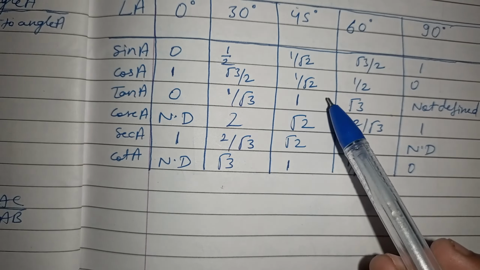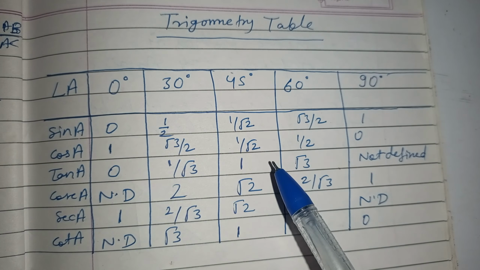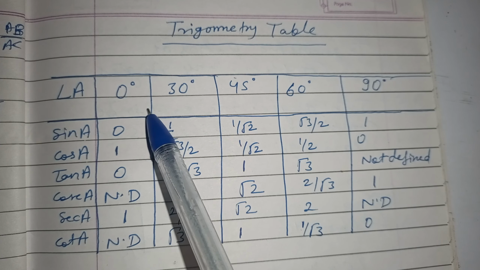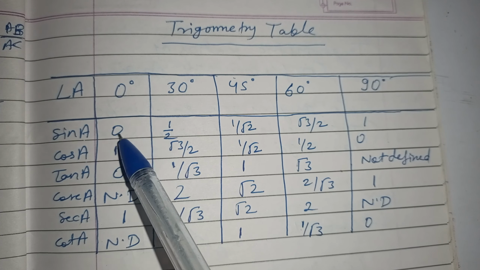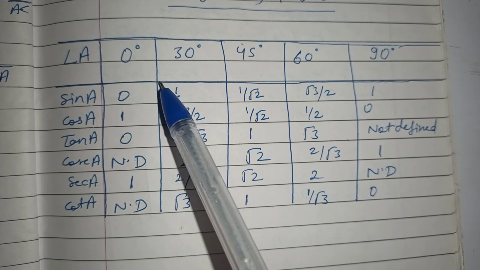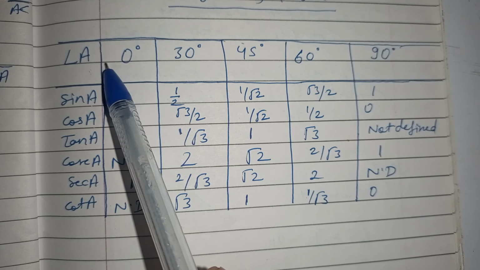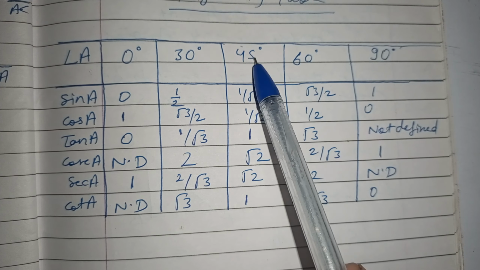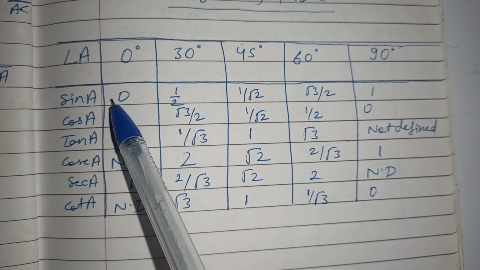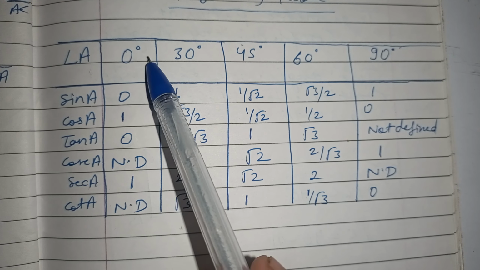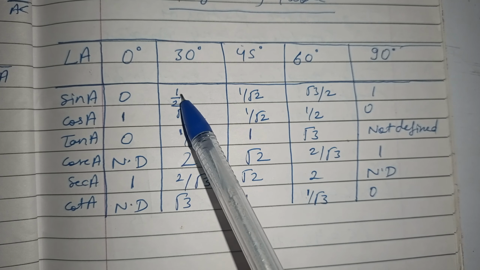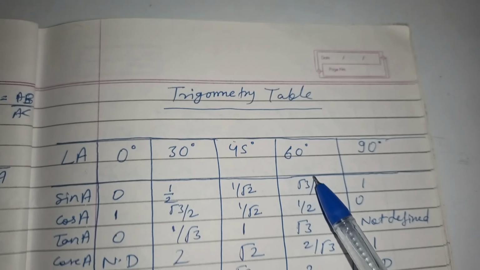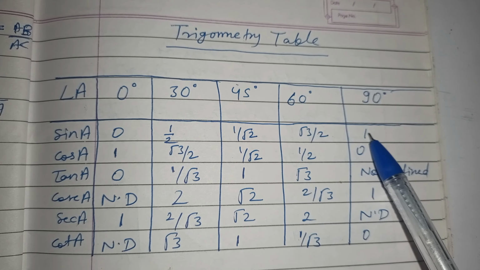Let's talk about the trigonometric table. What is a trigonometric table? The trigonometric table is nothing but a relationship between angles and sides. Here angle A will be 0 degree, 30 degree, 45 degree, 60 degree and 90 degree. If we talk about sine A, sine 0 degree will be 0, sine 30 degree will be 1 by 2, sine 45 degree will be 1 by root 2, sine 60 degree will be root 3 by 2, and sine 90 degree will be 1.